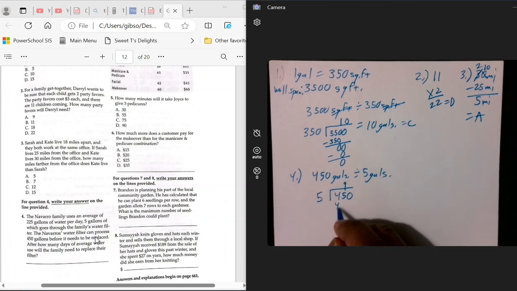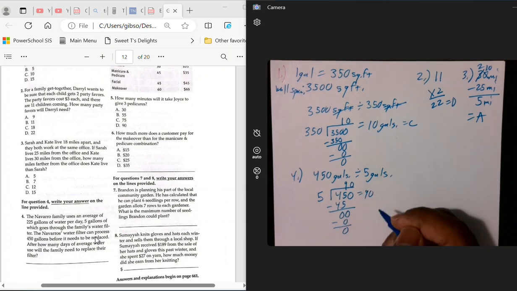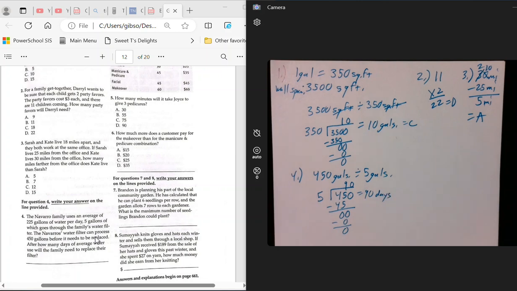9 times 5 is 45. 45 minus 45 is 0. We'll bring down our 0 here. 5 goes into 0 0 times, and 0 times 5 is 0. So we have no remainder, and our final answer is 90. It's 90 days. Now, if you notice, this problem was not a multiple choice.